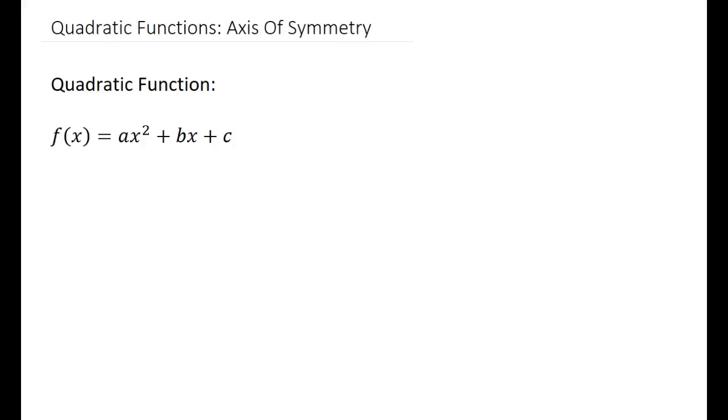Let's learn about quadratic functions, and we're going to first approach quadratic functions by looking at how the axis of symmetry can save us some time. Well, what is a quadratic function? A quadratic function is in the form of ax squared plus bx plus c. And you'll notice that the degree of every quadratic function is 2. So if you have a function of degree exactly 2, you have a quadratic function.